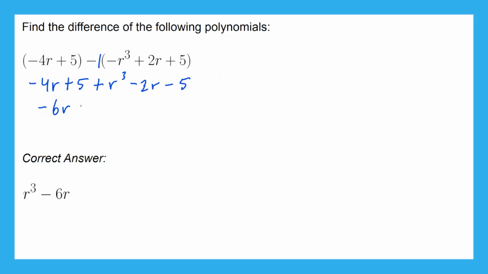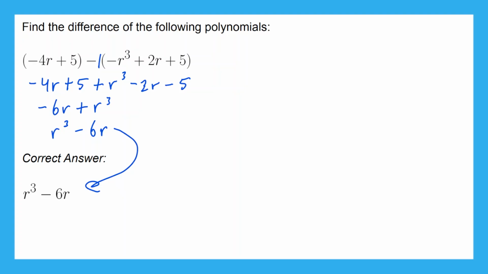So negative 6r plus r cubed is our final answer, but we still need to put it in standard form, right? In one sense, it's the final answer because we cannot combine any more like terms, but we're going to change the order here. So we're going to say r cubed minus 6r. And now we have standard form because the exponents are going in descending order. And there you go. That is exactly what we should get.